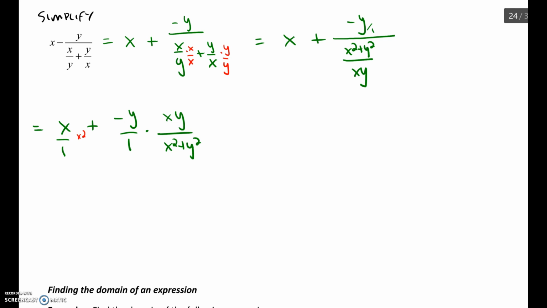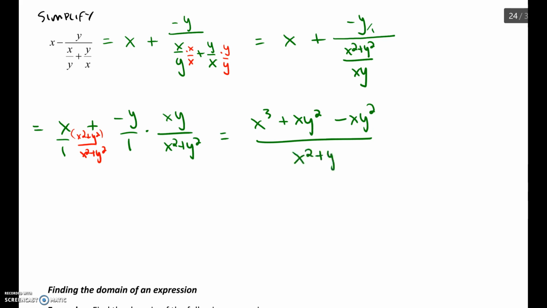So I'm going to multiply this by x squared plus y squared over x squared plus y squared to get a common denominator. And this needs to be in parentheses, so I'm going to distribute. So that's x to the third plus xy squared minus xy squared over x squared plus y squared. These cancel. So my final answer is x cubed over x squared plus y squared.